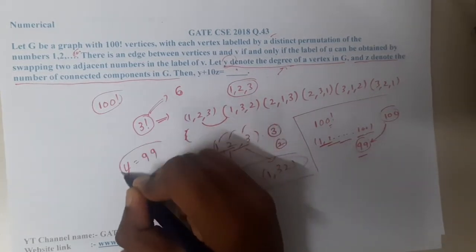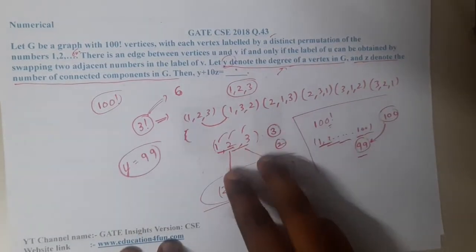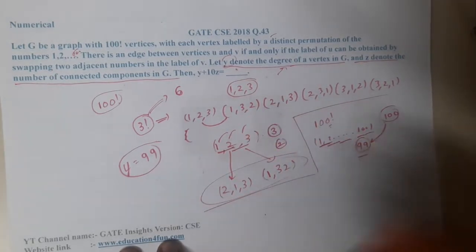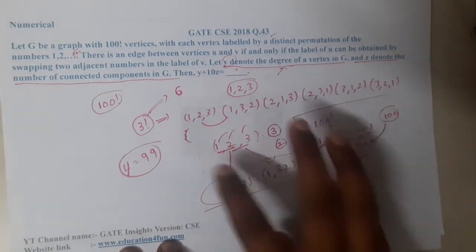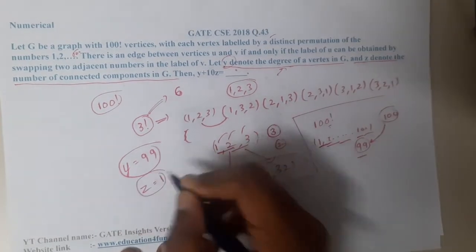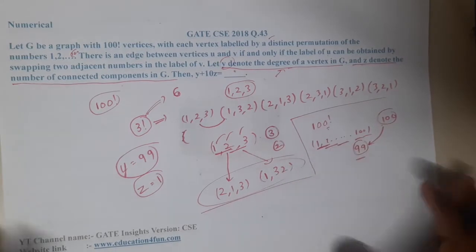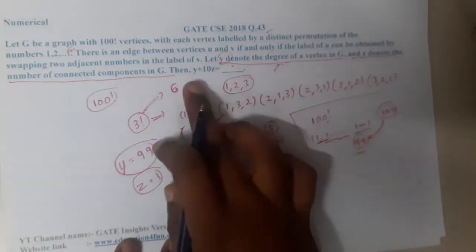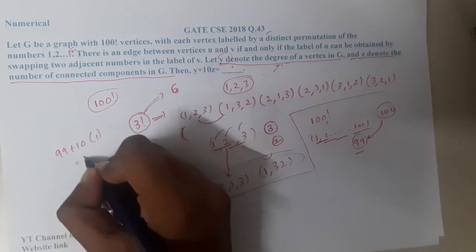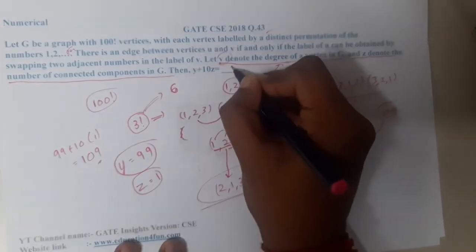If you continuously draw this diagram, at the end everything will be connected, right? Or will you get more than one connected component? No, everything will be connected. Hence the z value will be 1, so you will get only one connected component. Now let us substitute the values. y is 99 plus 10 into 1, that is nothing but 109. So 109 will be your answer.